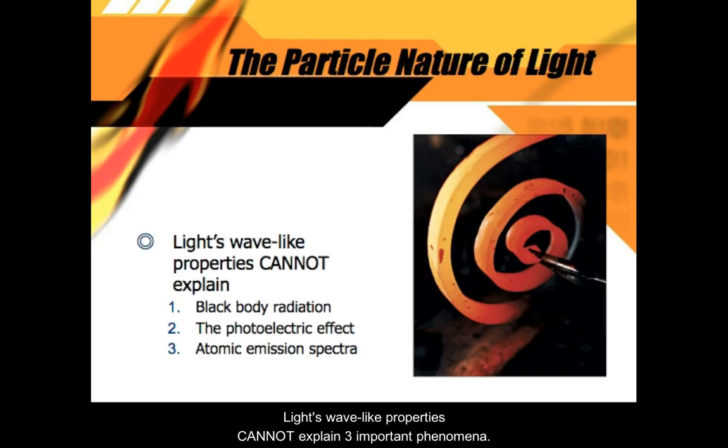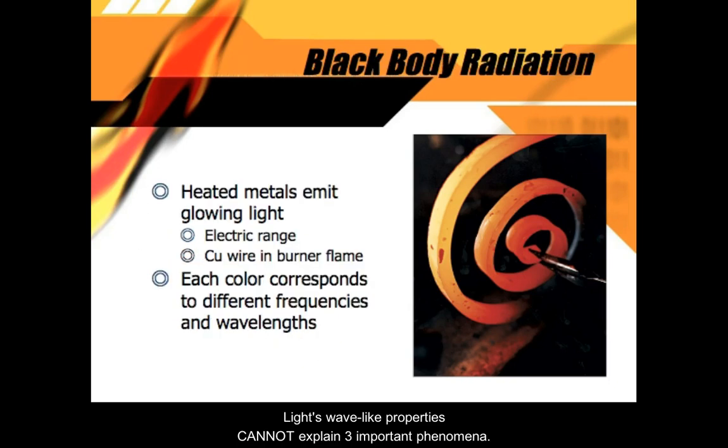Light's wave-like properties cannot explain three important phenomena. The first of these is known as black body radiation, which is exhibited by heated metals when they emit glowing light. You have witnessed this effect when you heated copper wire in the laboratory burner flame, or when the coils of an electric stove heat up. Each color emitted by the hot metals corresponds to a different frequency and wavelength.